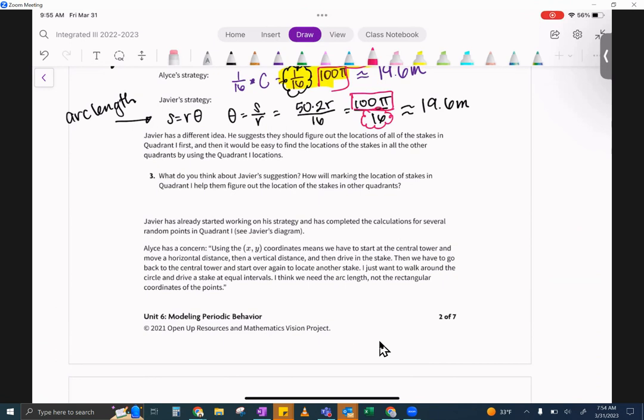So do you think Javier's suggestion would work? Actually, some of you already know that it'll work. For those of you who didn't use this strategy, just know that in a circle, there are many, many lines of symmetry, meaning I can fold it in half and it looks like a semicircle. I can fold it again and it looks like a quarter circle. And I can fold it again and it looks like a piece of pie. And I can fold it again and it looks like an even skinnier piece of pie. So that's all they're reflecting on there.